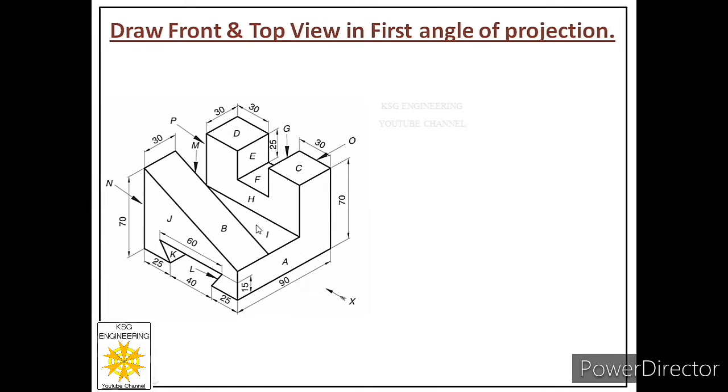So we are given one pictorial view of an object and we have to draw the front view and top view in first angle of projection.